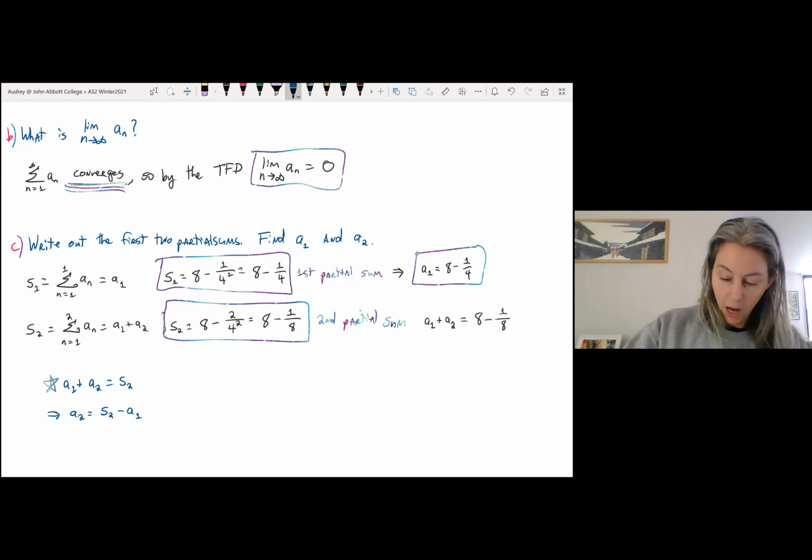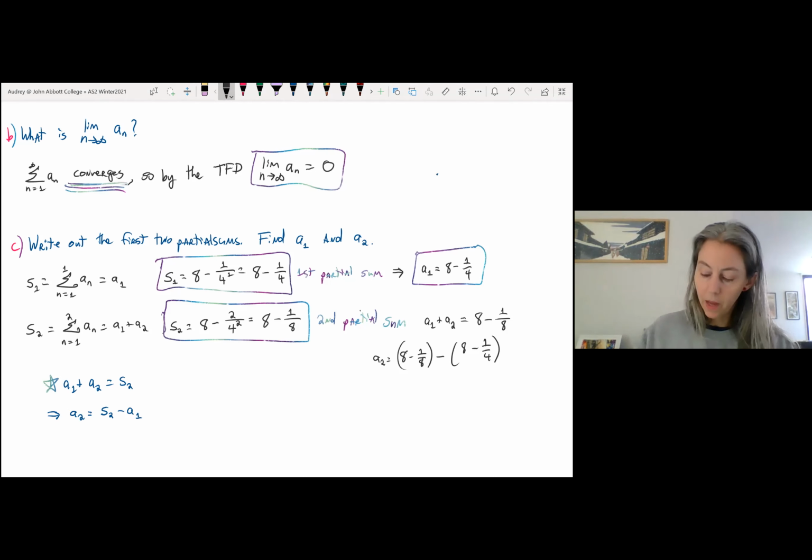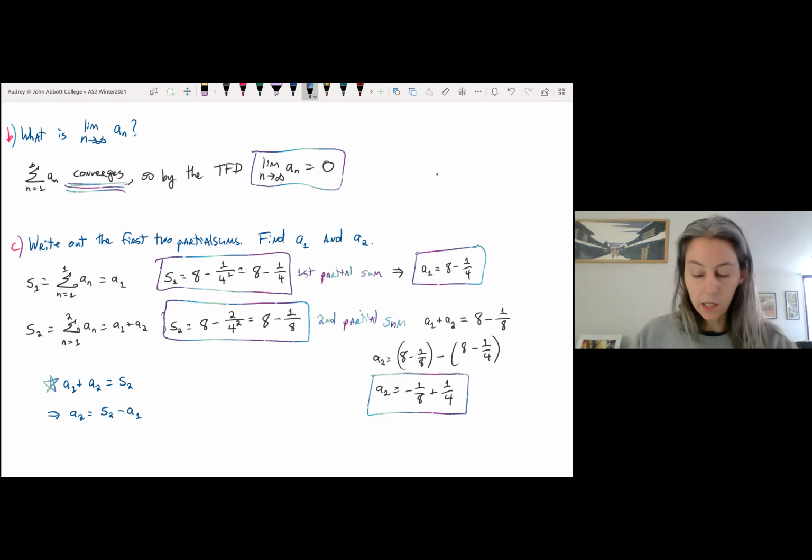So then over here, I can say that a sub 2 is equal to 8 minus 1 over 8 minus 8 minus 1 over 4. So I actually get that a sub 2 is equal to negative 1 over 8 plus 1 over 4. And I'm going to leave it like that, even though I could easily add these fractions together. That would give me 2 minus 1, which would actually give me 1/8. So that right there is my a sub 2, which I was able to find by thinking about the fact that a sub 2 is equal to S sub 2 minus a sub 1.